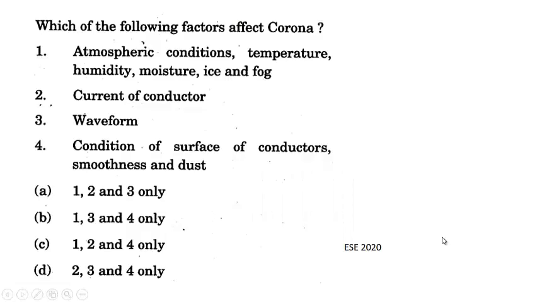So one more question, this is related to corona and it was asked in ESE 2020. We are asked which of the following factors affect corona: atmospheric condition, temperature, humidity, moisture, and also the current in the conductor, waveform, condition of the surface, conductor smoothing, and dust. You know that these all affect it. The only thing is the current in the conductor, which usually does not. Sometimes it is also considered, but since the options are only 3, you have to nullify the one which has the least effect on corona, that is the current in the conductor. That means the option will be 1, 3, and 4. That is, B will be the correct option.